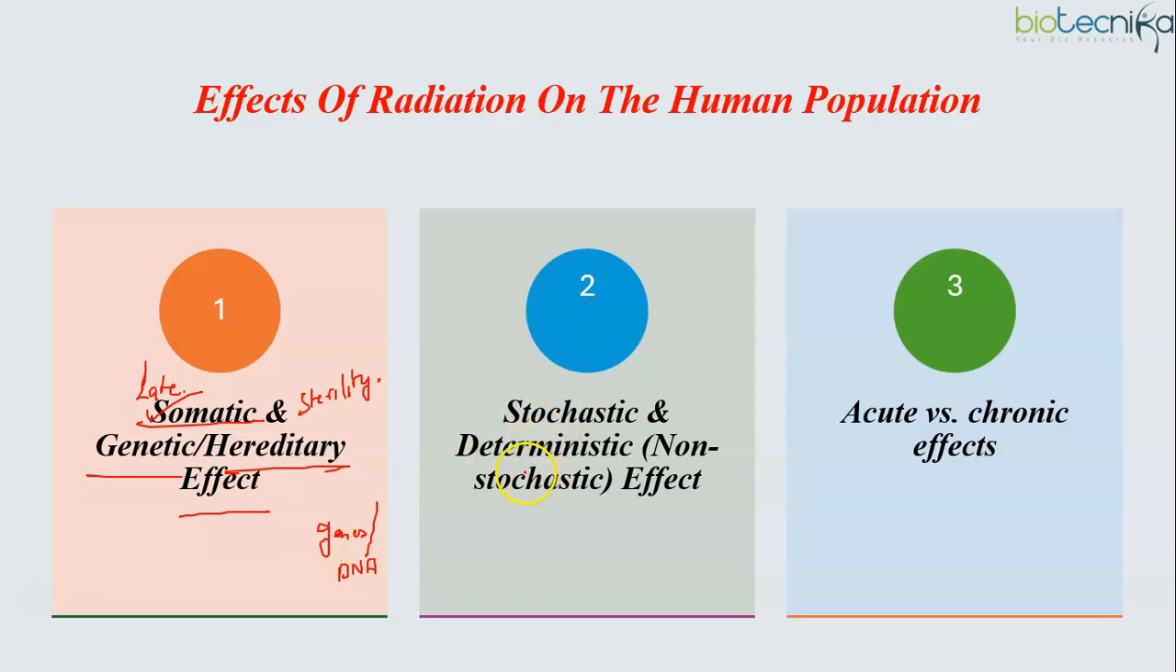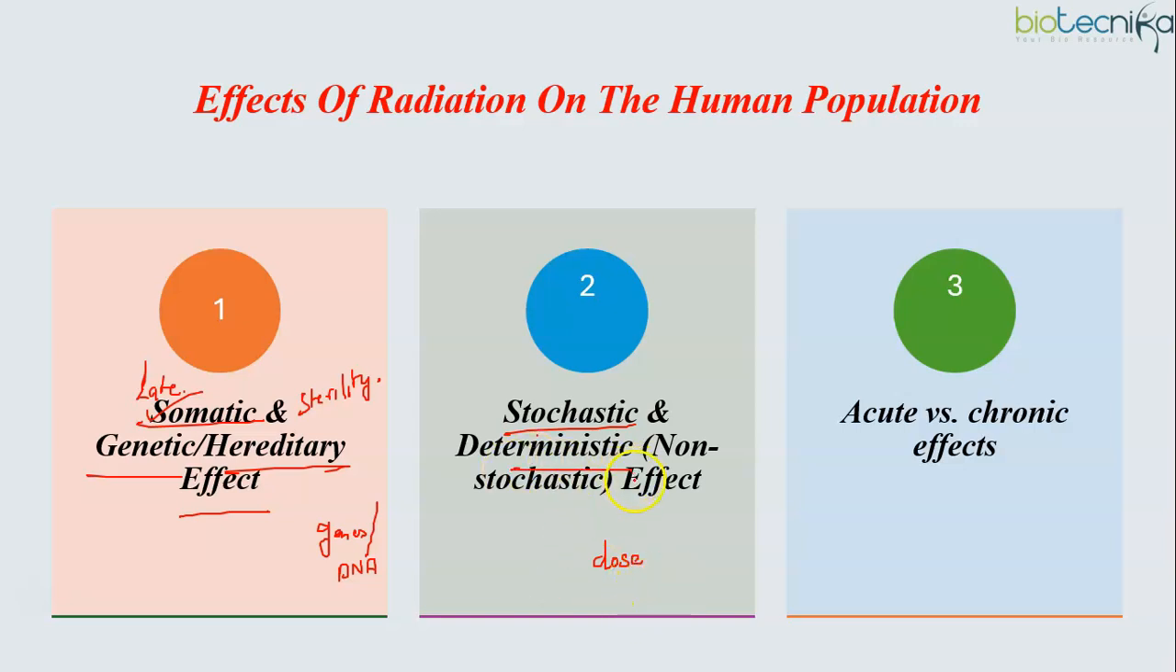Then stochastic and deterministic, that is non-stochastic effect. The harmful effect of radiation may be classified into two general categories, that is stochastic and non-stochastic. A stochastic effect is one in which the probability of occurrence increases with increasing dose, but the severity in the affected individual does not depend on the dose, that is induction of cancer, that is radiation carcinogenesis, and genetic effects. So there is no threshold dose for effects that are truly stochastic.